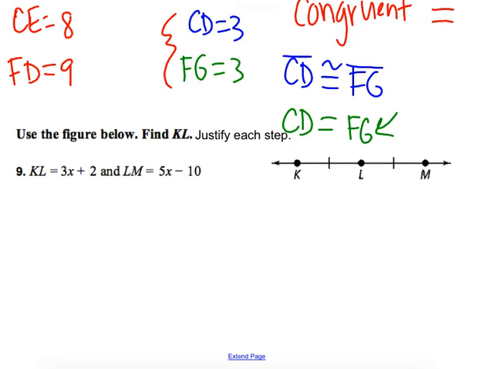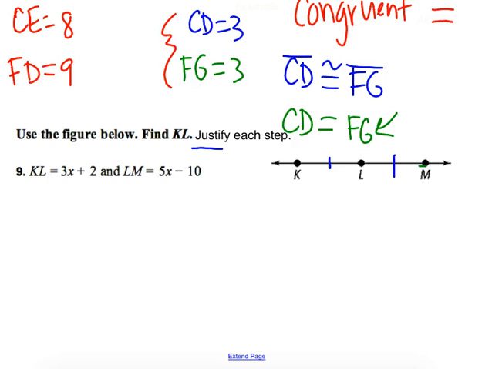Use the figure below, find KL. There's that word again. Justify each step. Okay, so let's figure out what we know. They're telling us KL and LM. And then if we look at our diagram here, these little tick marks signify that those two segments are congruent. So KL is congruent to LM. And that's because of these little tick marks that I drew in blue were given to us.